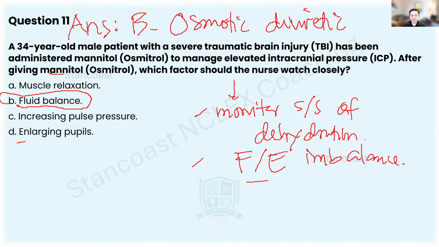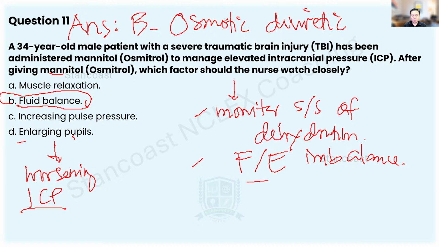We know that the ICP is going to be managed by the mannitol. But the dilation actually is going to cause the decrease in the fluid in the brain. So what do you think? Will there be enlarging pupils? I don't think so. If the medication is working, the pupils should not be enlarged or dilated. But this is actually a sign of worsening ICP. So this is not our answer. Worsening ICP. So this is not our indicator.